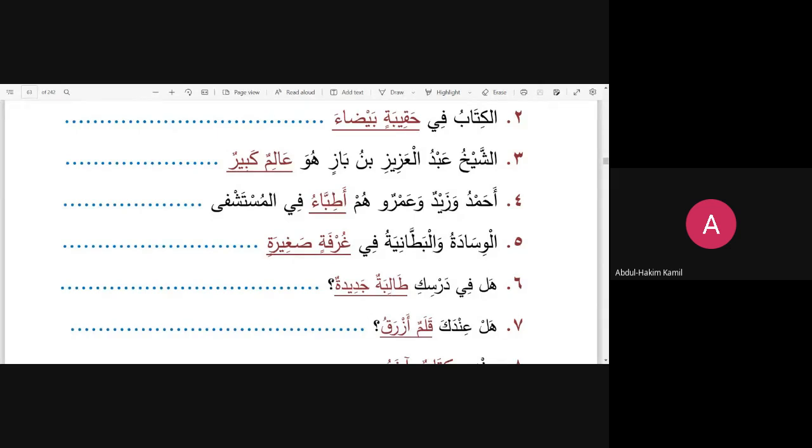So you could say, al-kitab fil haqiba al-bayda, al-haqiba al-bayda, the white bag. Or you could say, haqibatika al-bayda, your white bag. Or haqibati ummi al-bayda, my mother's white bag. Ya Harun, you with us? Brothers and sisters online, are you with us? Man, this is giving you flexibility. It's giving you a chance to express yourself. Na'am.